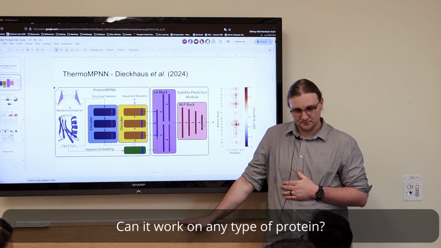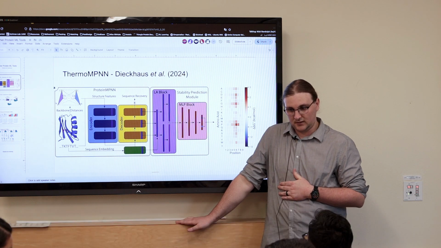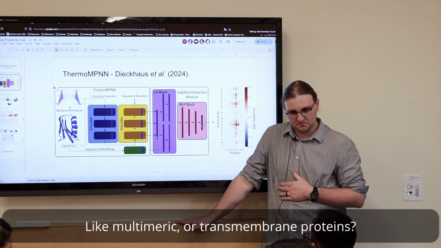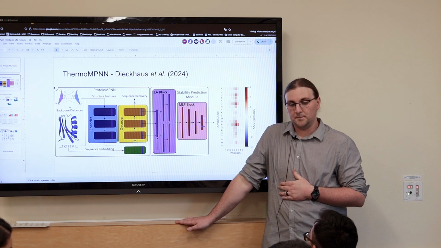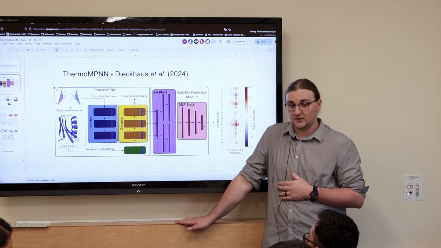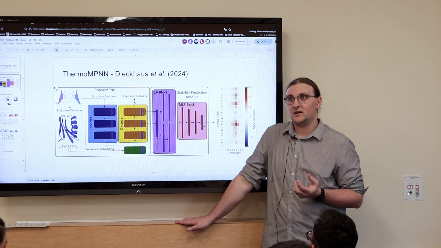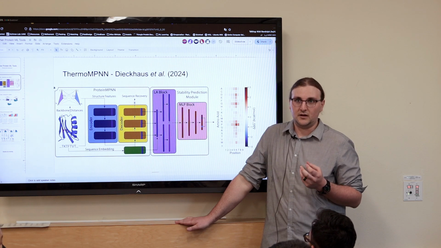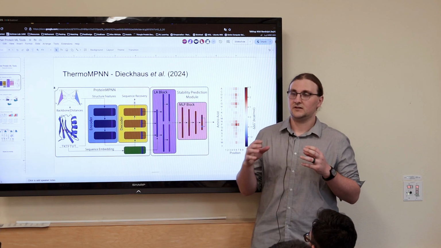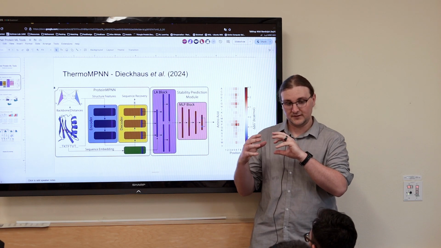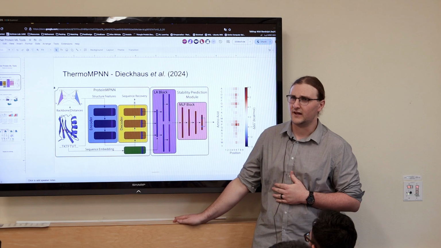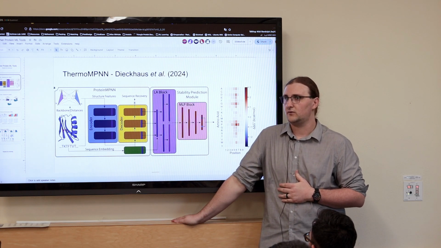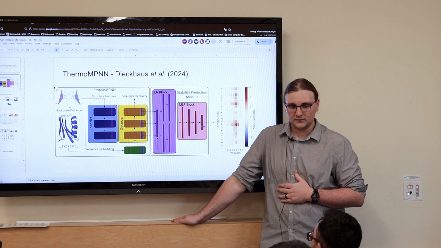Can it work on any type of protein? Like multimeric transmembrane protein. So the data set were monomers, and these are only point mutations. I don't remember the numbers offhand, but I know Henry has looked at comparing the prediction at an interface, still a point mutation on one of the sides, comparing that to a data set that we got a little bit from the Baker lab, but I don't think the correlation was amazing. So yeah.